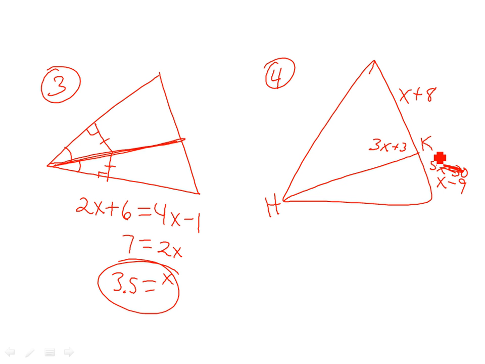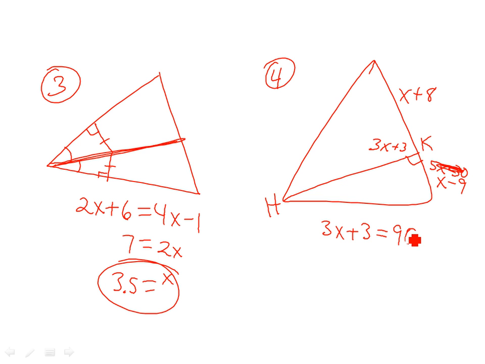They tell us that this segment right here, HK, watch. HK is a what? Altitude. As soon as you hear altitude, what should you think of? 90-degree angles. So this comes down here and it forms what? A 90-degree angle. So what equation can I set up? 3x plus 3 equals 90.